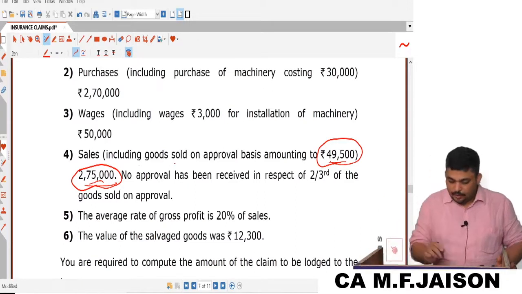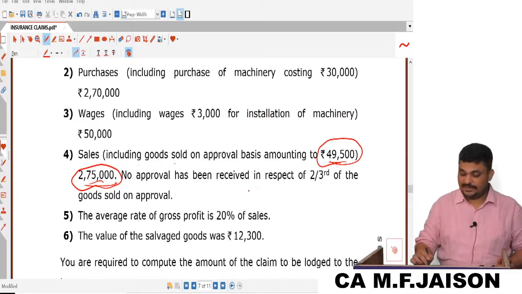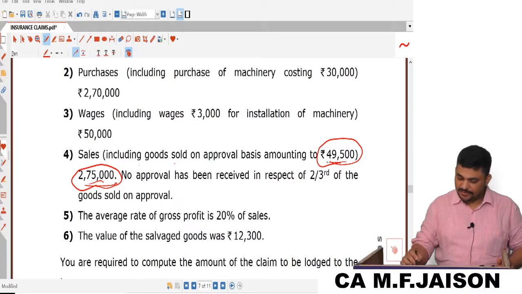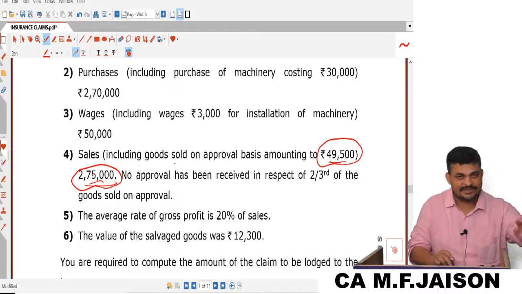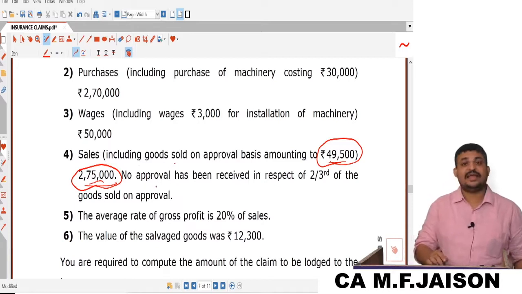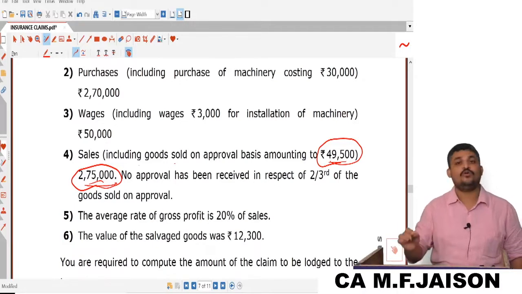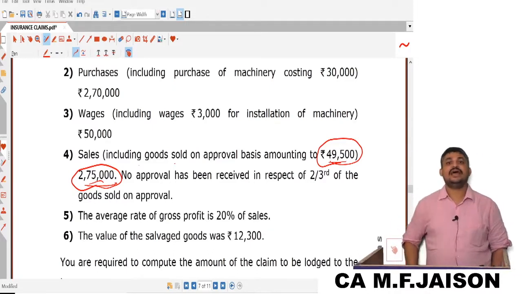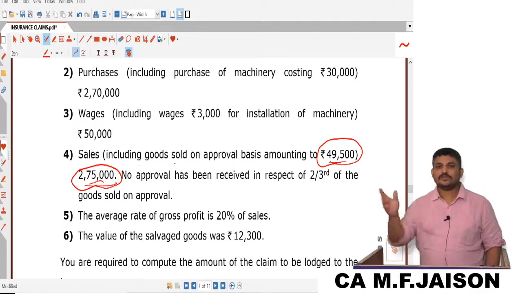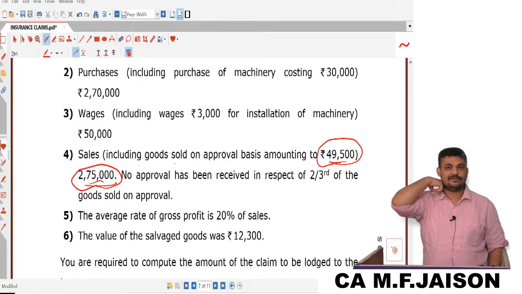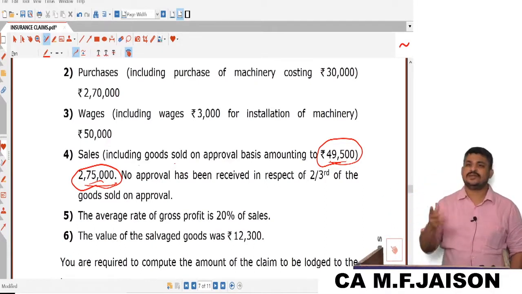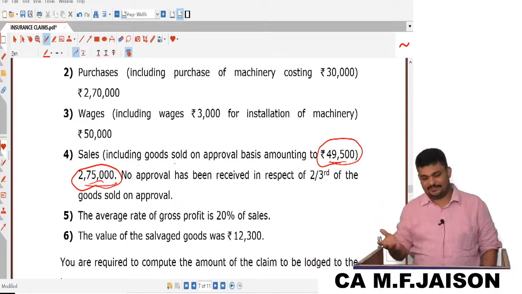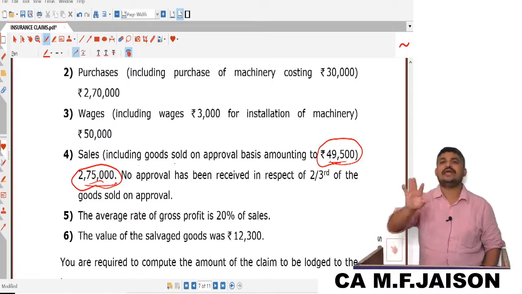No approval has been received in respect of 2/3 of the goods sold on approval, which means even though I have included 49,500 into my sales, we have not received any approval for 2/3 of the goods sold on approval. What does that mean? For 2/3 they have not made the acceptance. It is not returned also, but so far they have not given acceptance. We also presume the time limit has not expired. Sir, can I assume the time limit expired? No. See, when they have not given approval now, it means still they have time to approve it.